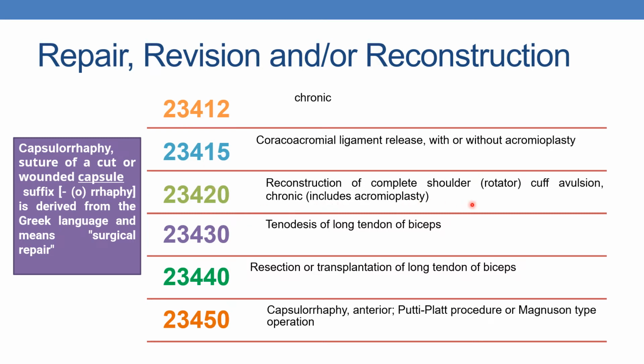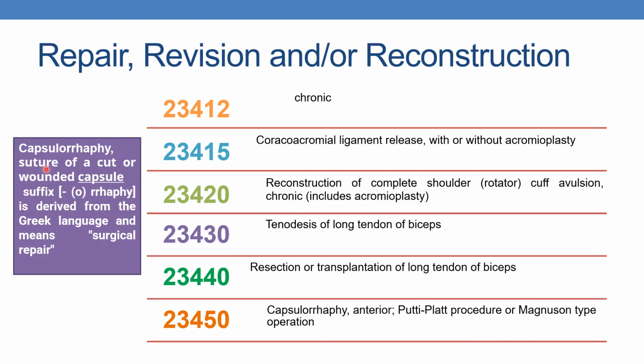Reconstruction of complete shoulder cuff avulsion chronic. Includes acromioplasty when performed. The next is 23430. Tenodesis of long tendon of biceps. The next is 23440, resection or transplantation of long tendon of biceps. The next is 23450, capsulorrhaphy anterior, Putti-Platt procedure or Magnuson type operation.